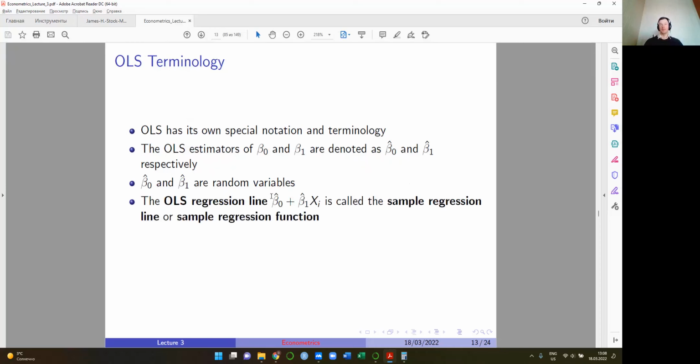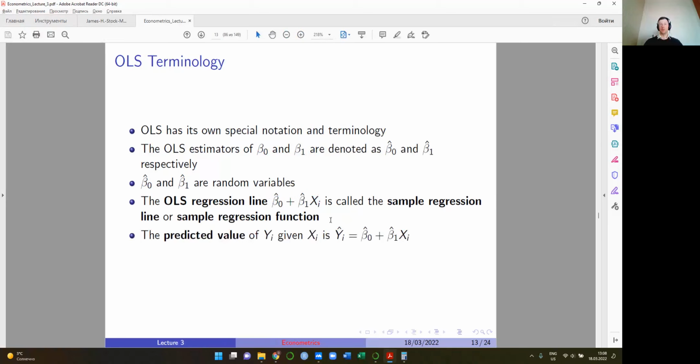Well, this thing that we use as the result of estimation is called the OLS regression line, sample regression line, or sample regression function. The population version is called the linear regression model. But once you put in the sample, you always must be careful because we are talking about something which is estimated based on the data.